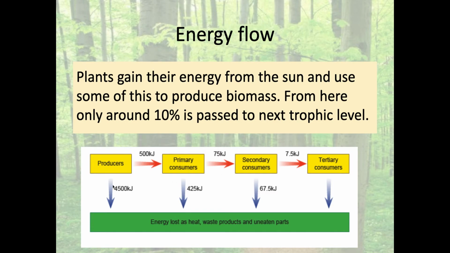So now this is not saying that the producer is hugely inefficient. What it's saying is that the primary consumer only gets 500 kilojoules of the 5,000 kilojoules that the producer took in. 4,500 of the 5,000 is lost as heat, waste products, uneaten parts, undigested parts. So this isn't about the producer being inefficient, it's about the process of transferring the energy from the producer to the primary consumer, really.